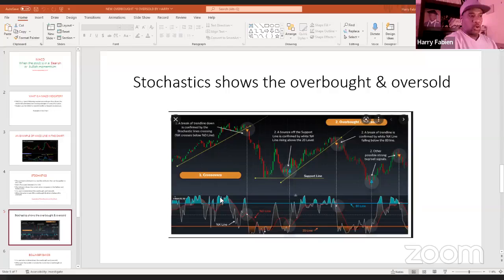So when you see these two lines cross over 80, we have overbought. Now, if you see there, the stock opened there, it's going up and up. What happened there? You see this line here, that means overbought. It's over 80. Whenever it's over 80, that's the time for you to sell and get out. Just sell and get out.